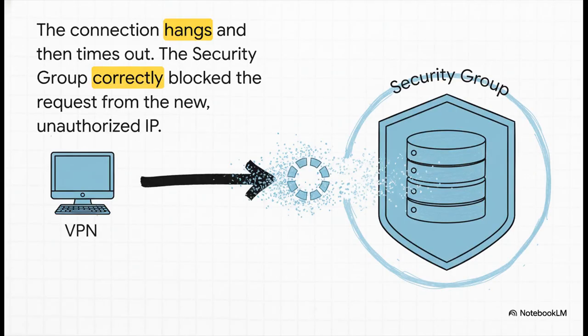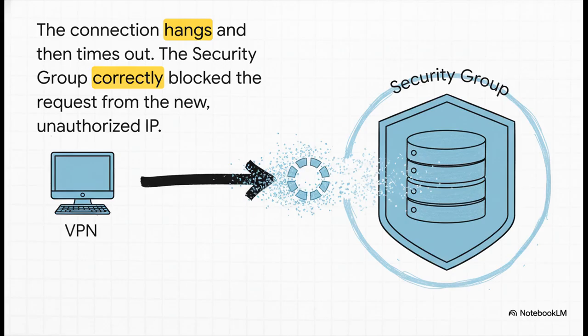So what do I see on my screen? Just nothing. The browser tab just spins, and then, bam, timeout. And this is perfect. This is exactly what we wanted to happen. The security group, our personal bodyguard at the instance door, saw a request from an IP that wasn't on the list and slammed the door shut.